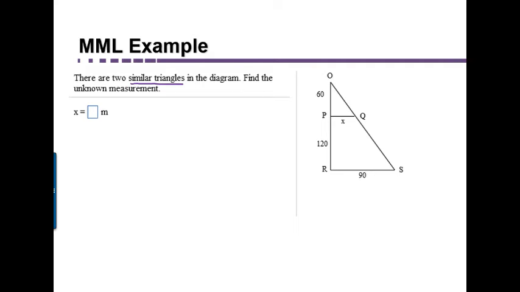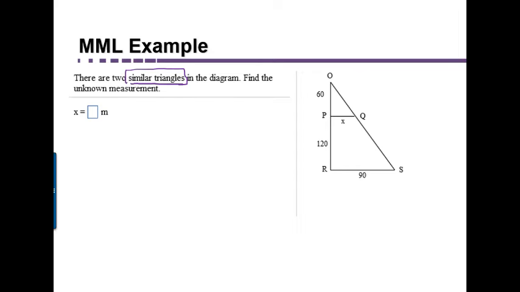This problem says there are two similar triangles in the diagram. Find the unknown measurement. So remember, to have similar triangles, you have to at least know two angles that are the same. But if they tell you the triangles are similar, then you can assume that they are the same.